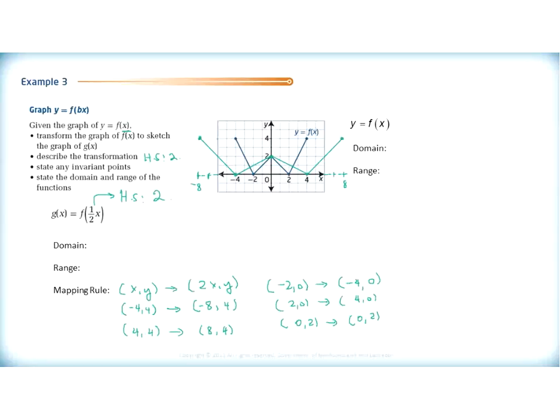Invariant points, there's only one invariant point this time. It's the point (0, 2). The domain and range of the function, let's have a look at them. The original function, in this case, the domain is between -4 and 4. And the range of the original function is between 0 and 4.